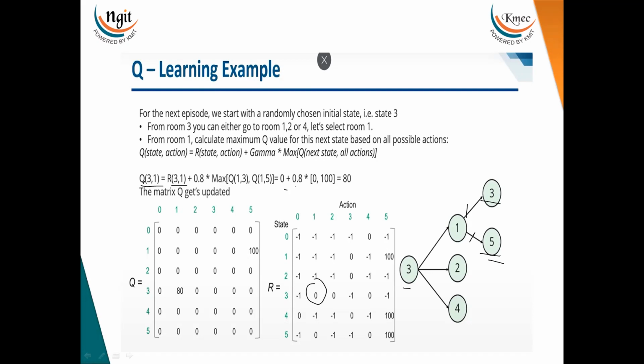That's why we wrote 0 plus the gamma value multiplied by the maximum, since from 1 I can go to 3 and I can go to 5. From 1 to 3, what is my Q value? 0. So that's why we kept 0 here. And from 1 to 5, what is my Q value? It is 100. That's why we kept 100 here. When we solve this we get the result 80. So now my Q(3,1) is updated to 80, and my matrix now has the new value 80. I hope it is clear how we are finding the Q value for the next episode.